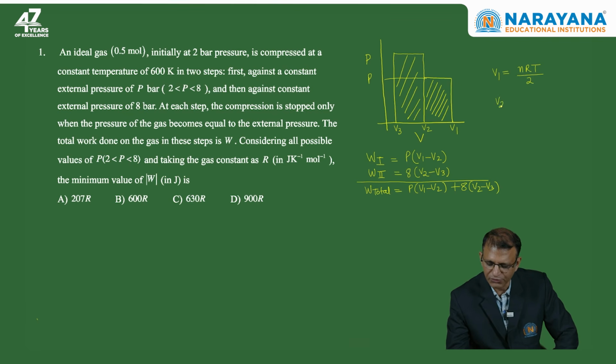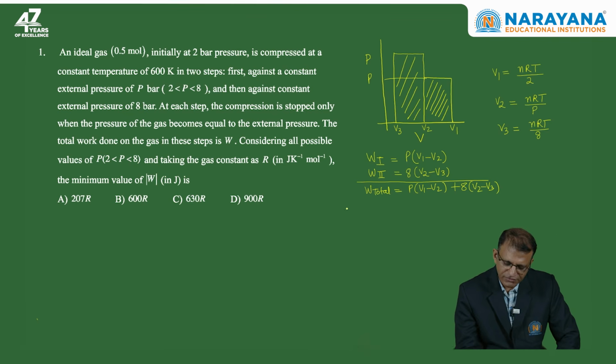Similarly, I can calculate what is the volume V2. So V2 we can write is equal to nRT, final pressure at V2 will be P, and then final volume V3 is equal to nRT divided by final pressure, which is equal to 8 bar.